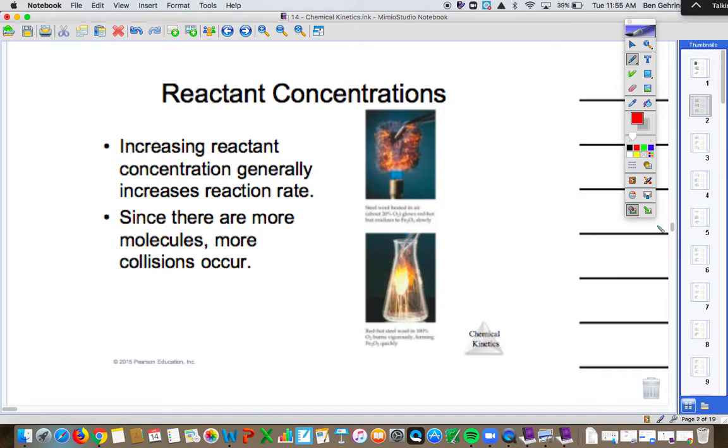Second one, reactant concentrations. In general, as you increase your reactant concentration, typically your reaction rate goes up, which makes sense. If I have more stuff to react, it's going to react faster. So again, more molecules, more collisions. It's kind of the name of the game with concentrations. So as a general rule, increased reactant concentrations mean an increased rate of reaction.